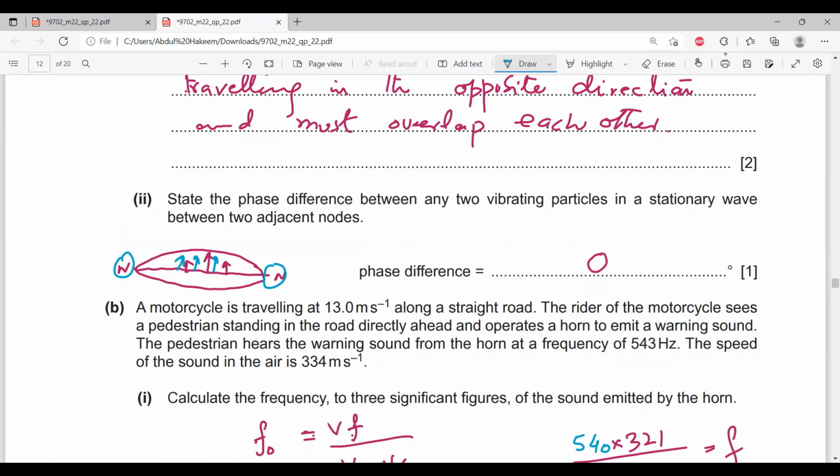But remember, this is the anti-node. Its displacement is maximum. Here, the displacement is minimum. So from node to anti-node, the displacement gradually increases, but all are moving in one direction.